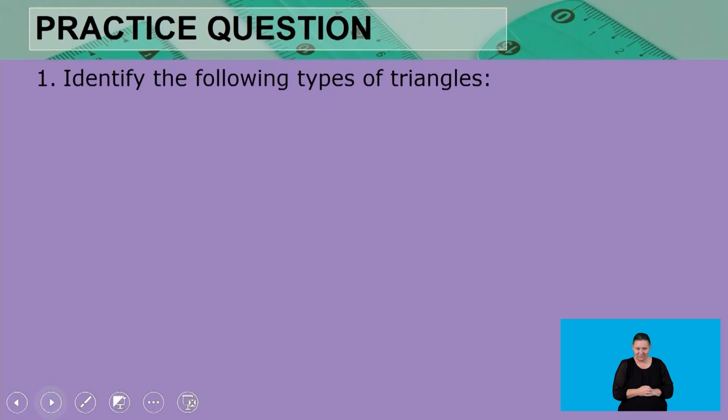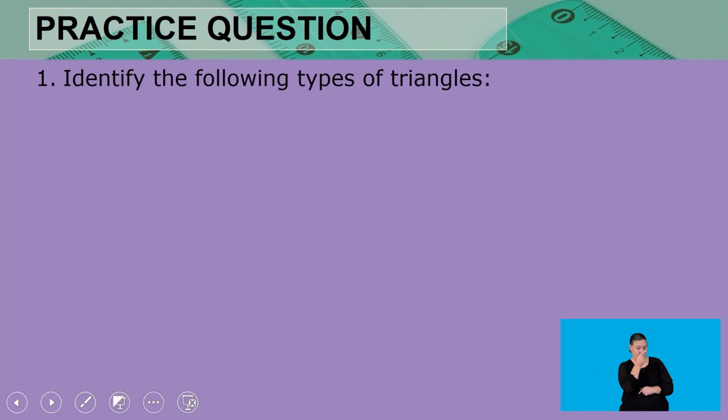Hello learners, and welcome to today's lesson of Geometry of 2D Shapes, Triangles, where today we are going to focus on the practice and application questions. So let's get right to our questions.